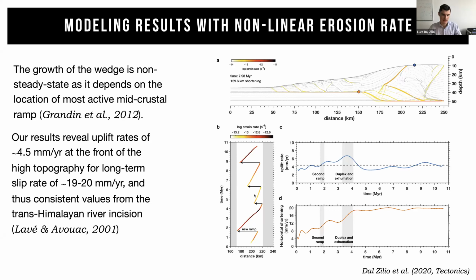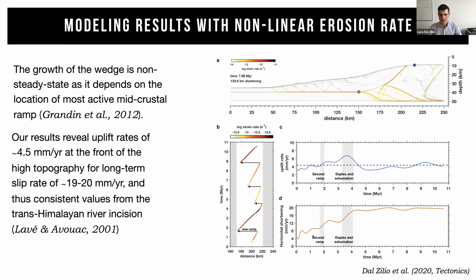So you can see that depending on the conditions, this jump can be larger or smaller, but basically the spatial range where we have this mid-crustal ramp is roughly from 170 kilometers, which is roughly here, to 220. So we can have these different mid-crustal ramps propagating within this range.